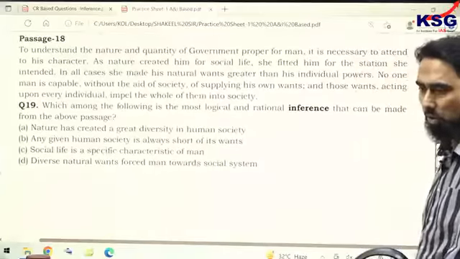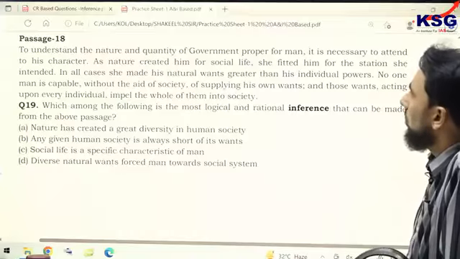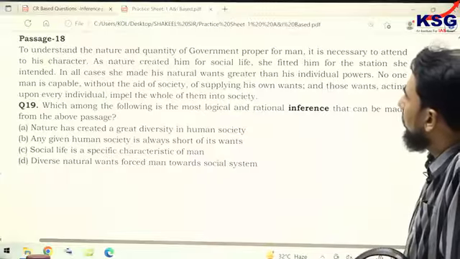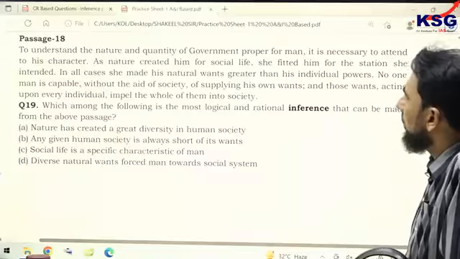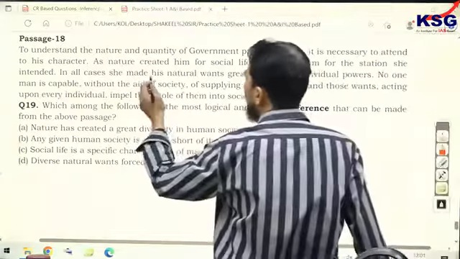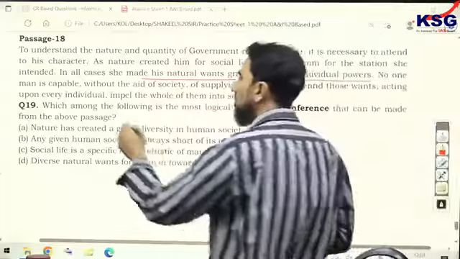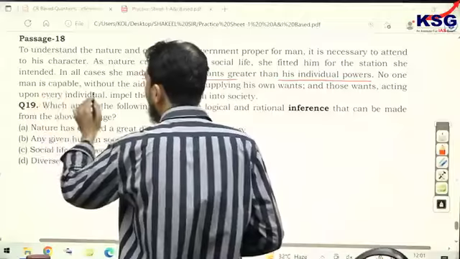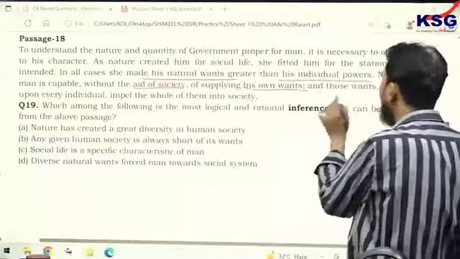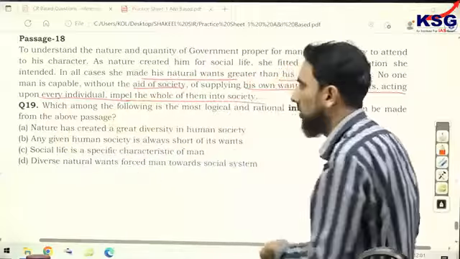This passage: to understand the nature and quantity of government proper for man, it is necessary to attend to his character. Okay. As nature created him for social life, she fitted him for the station she intended. In all cases, she made his natural wants greater than his individual powers. No one is capable without the aid of society of supplying his own wants. Yes. And those wants, acting upon every individual, impel the whole of them into society.